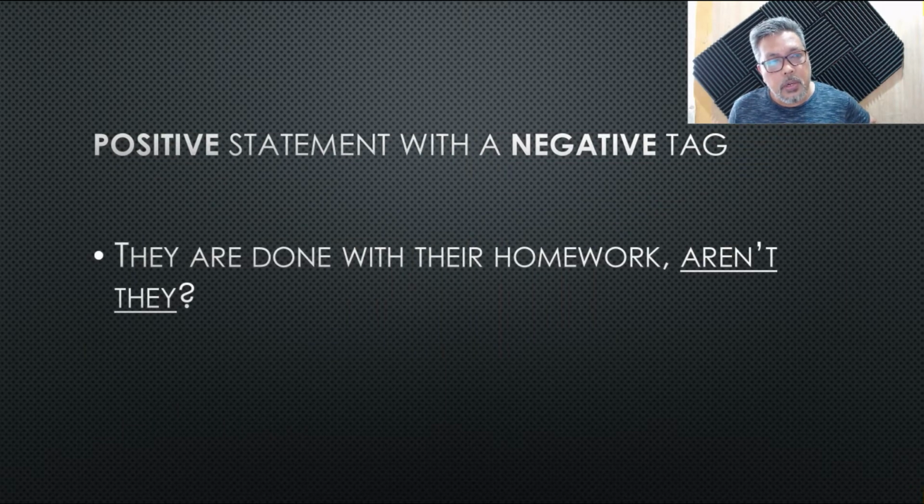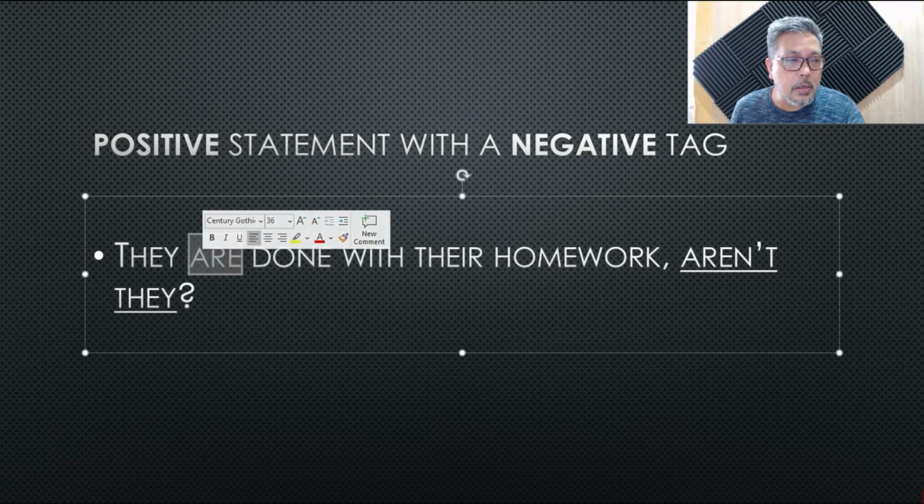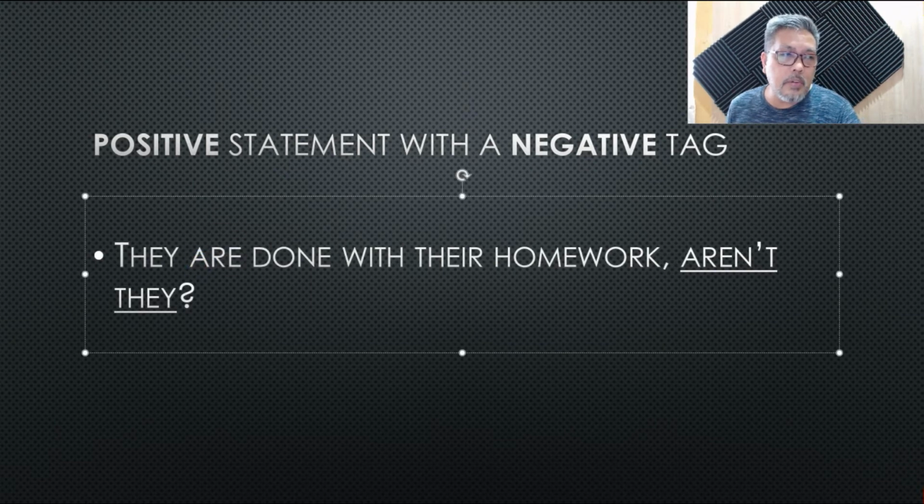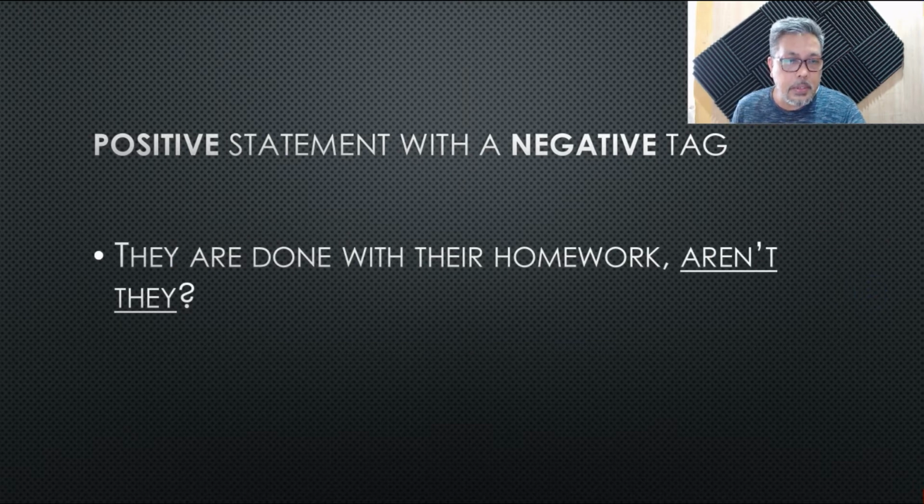So the statement here is they are done with their homework. That is a positive statement. So how do we form the tag? First, look at the verb. The be verb here is are. So form the negative of are. So you have aren't, and then just copy the subject they. So aren't they? So your question now would be, they are done with their homework, aren't they?